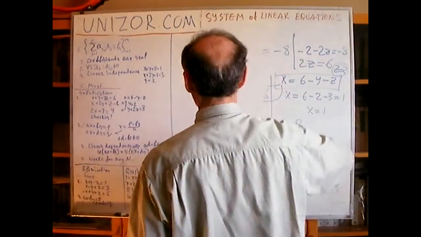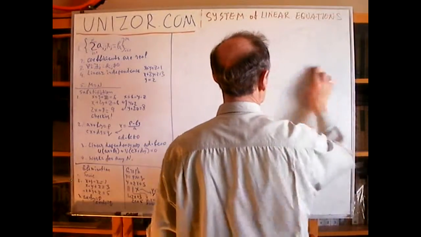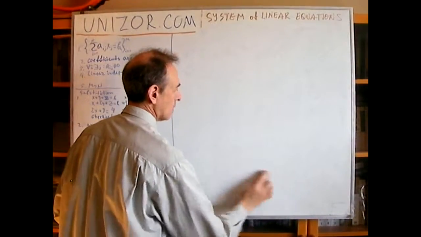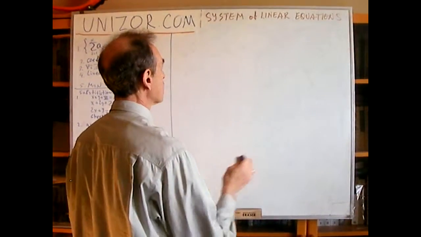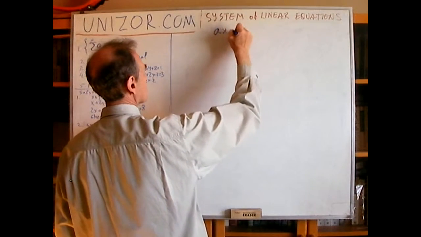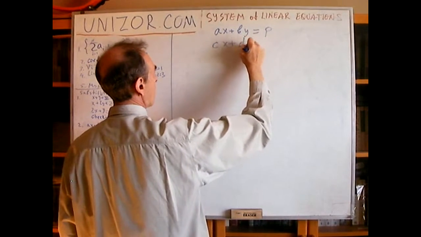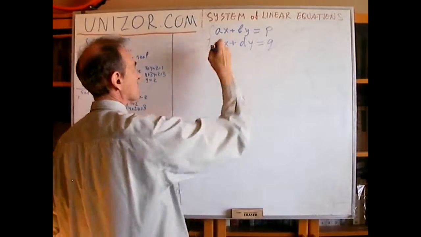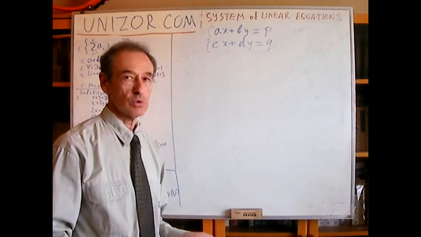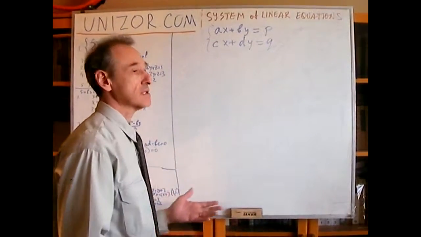Now, let me try to use exactly the same method in a general case of two equations with two variables. Now, what is a general case of two equations with two variables? Here it is. ax plus by is equal to p, cx plus dy is equal to q. This is a general form of a system of two equations with two variables. Now, how can I solve it? Do exactly the same thing.